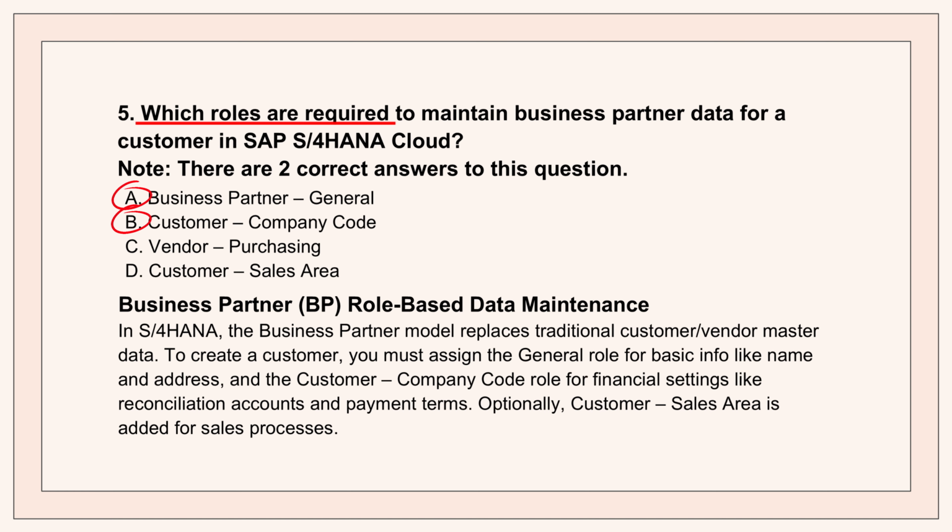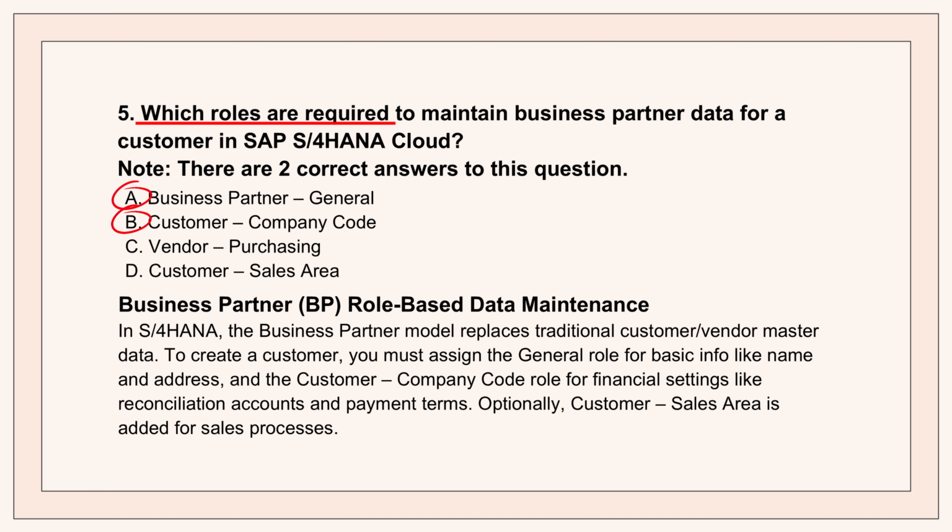And then the customer company code role adds what? That adds the specifics for how that customer interacts with one particular company code, one legal entity within your group. Company-specific details. Exactly. Critical financial stuff like what's their reconciliation account in the GL, what payment terms do they get with this company code, dunning procedures, things that might differ depending on which part of your business is dealing with them. And the other roles mentioned, vendor or sales area related. Right. Vendor purchasing is obviously for the procurement side, if they were also a supplier. Customer sales areas are for the sales order process details. Neither is for the core financial master data at the company code level for a customer.